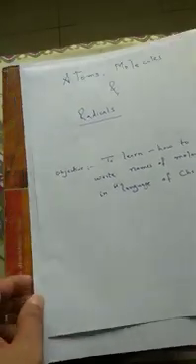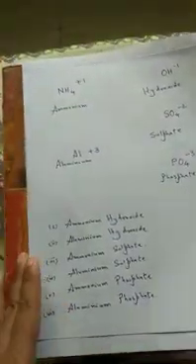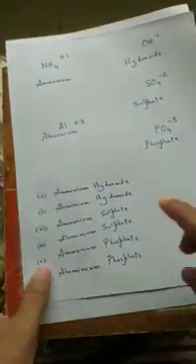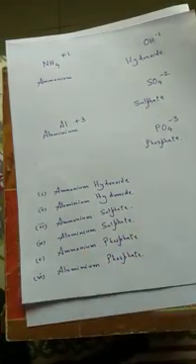Now that you have understood how to write down names of these compounds, try to write down the molecular formula of ammonium phosphate and aluminium phosphate on your own.